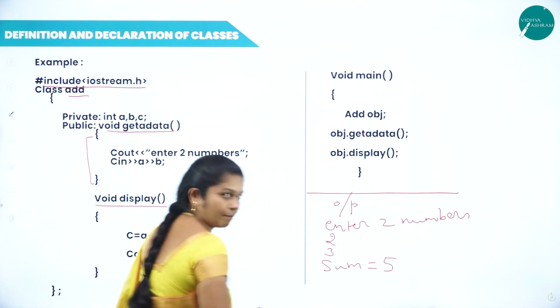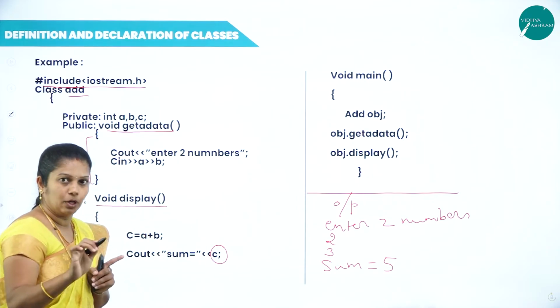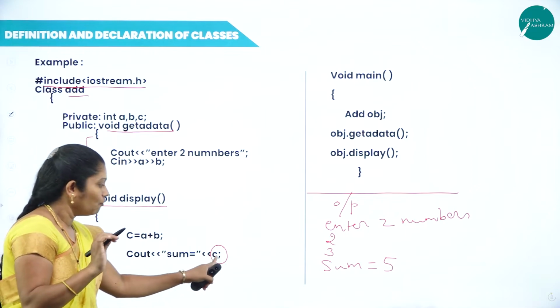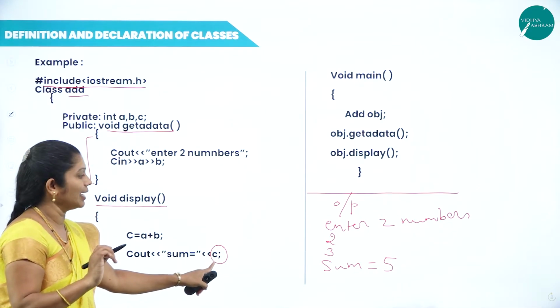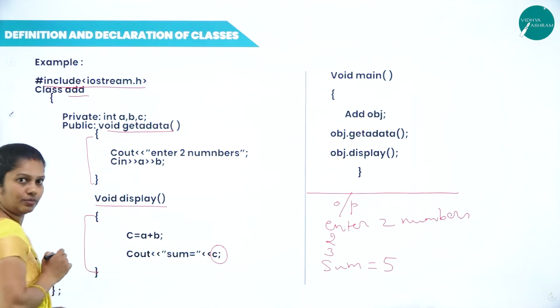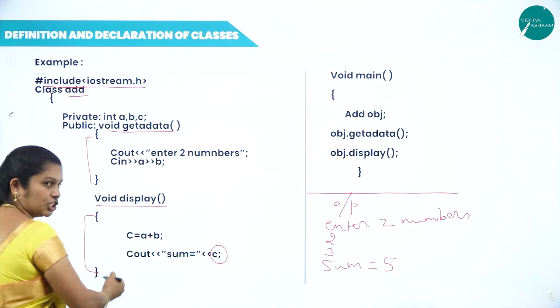Here it will display. See, in a cout statement, if you write inside the double quotes, then it will not do any calculation. As it is, it will display. Without quotes, if you write some variable name, then whatever value is inside that will display. Then close this function. Two functions: getData and display. Both the functions we have closed.